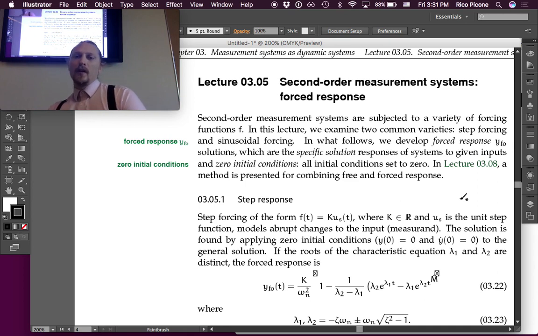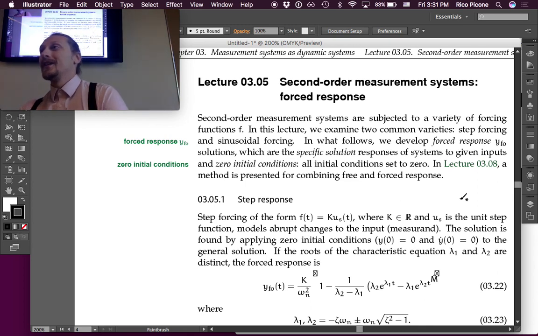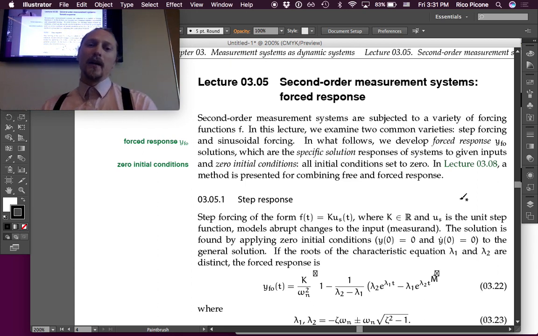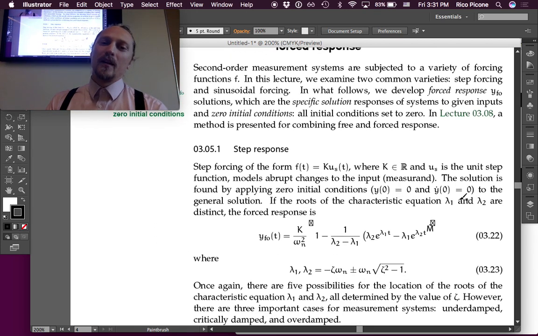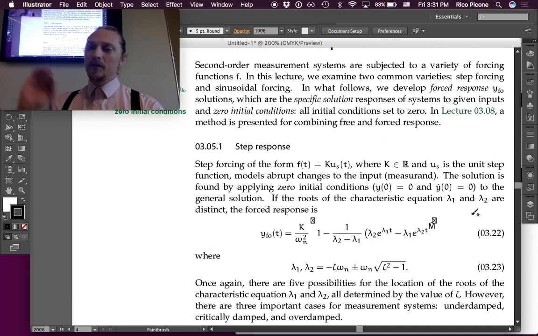In lecture 3.8, a method is presented for combining free and forced response. Essentially, you just add them together and you can get the response. It's called superposition. Anyways, we'll get there, but for now, we'll focus on the forced response.